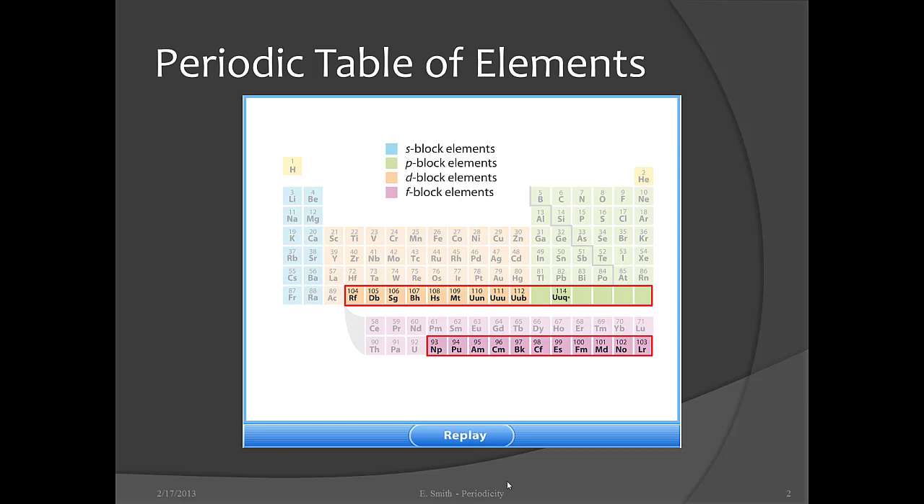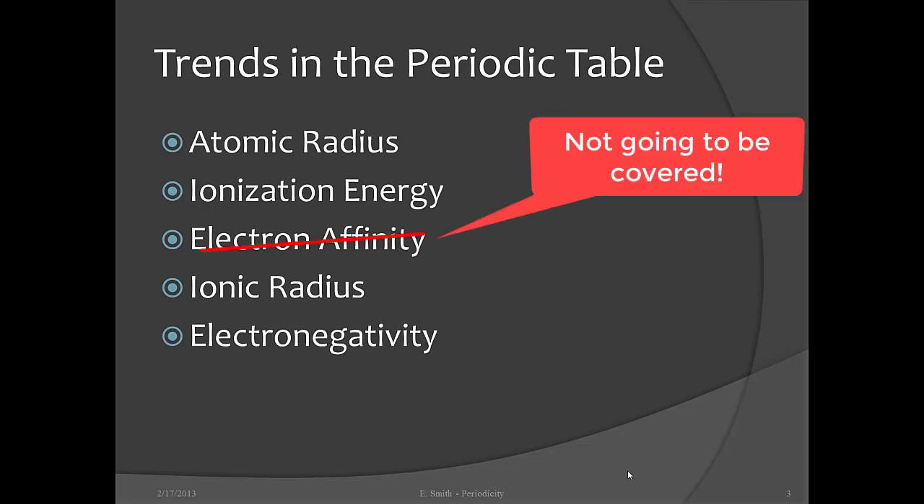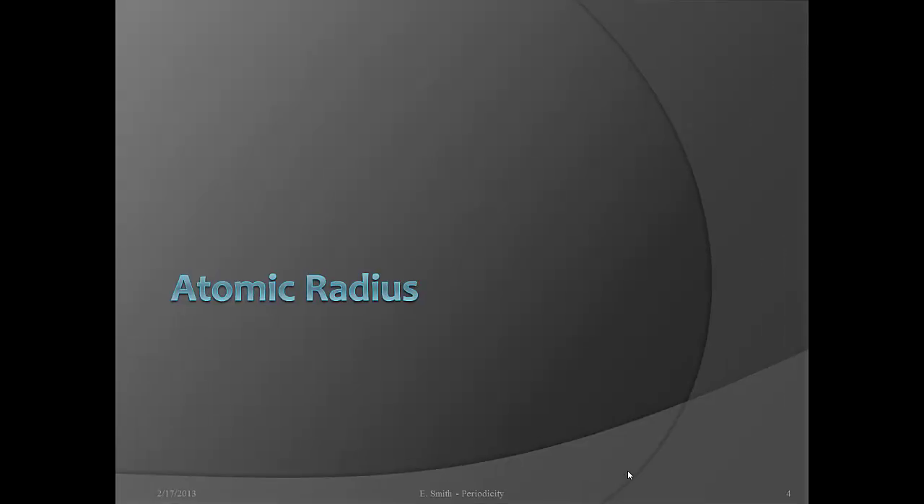So there's a little synopsis of what the periodic table is all about. So let's start talking about the trends in the periodic table. The main trends that we're going to talk about are atomic radius, which I will sometimes refer to as atomic size, ionization energy, electron affinity, ionic radius, and electronegativity. We're going to start with the most important one of them all, which is the atomic radius, because if you can understand atomic radius or atomic size, life will be so much easier in understanding all the other trends.